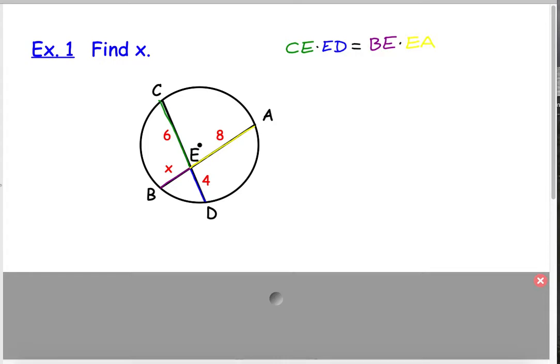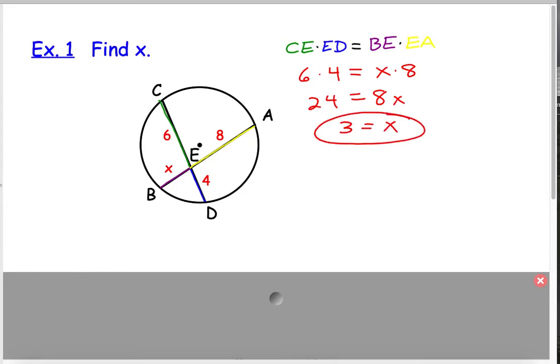Now the order doesn't really matter on how we do this. Just make sure that you're using the two pieces from segment CD on one side and the two pieces from segment AB on the other. So CE, so we have 6 times 4 equals B to E, which is x, times E to A, which is 8. So we got 24 equals 8x, so x is equal to 3. And that's it. That's how easy it is.